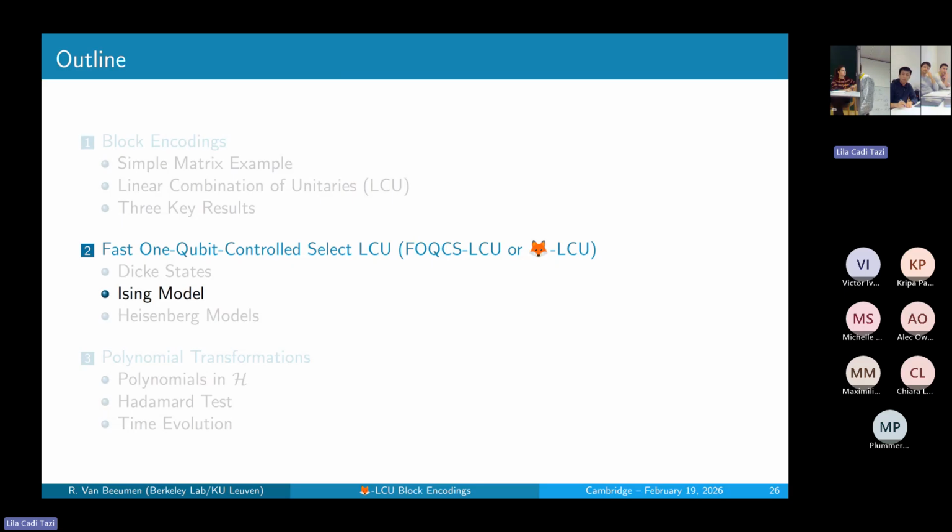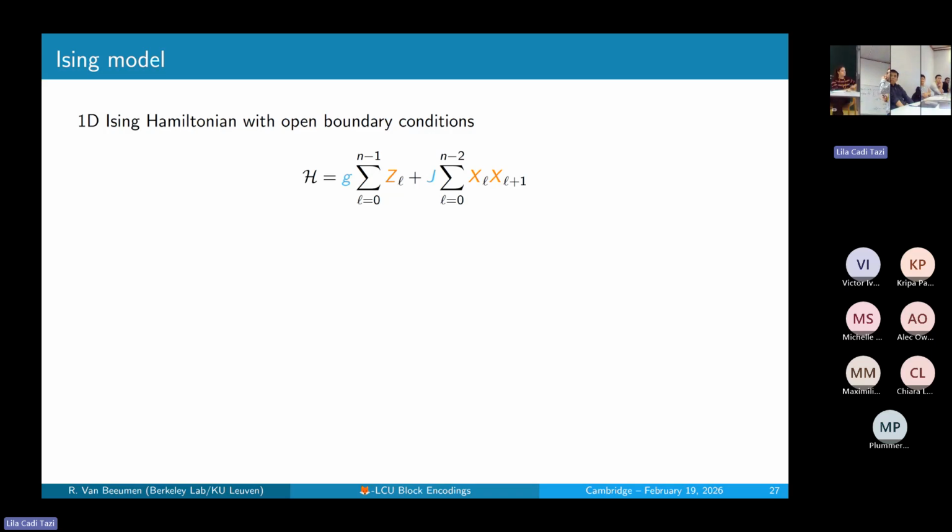Now, why are we doing that? I'm going to try to explain it for the Ising model. It's one of the simplest models to explain, and the circuits will still fit on the slide, but I will give more complicated circuits and models later on. So let's start with a definition of the 1D Ising Hamiltonian with open boundary conditions.